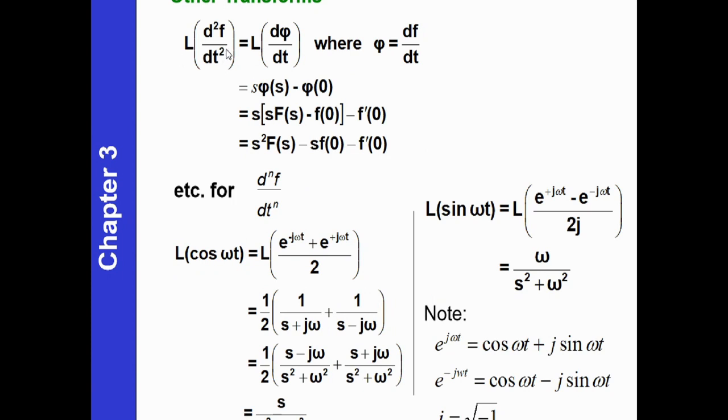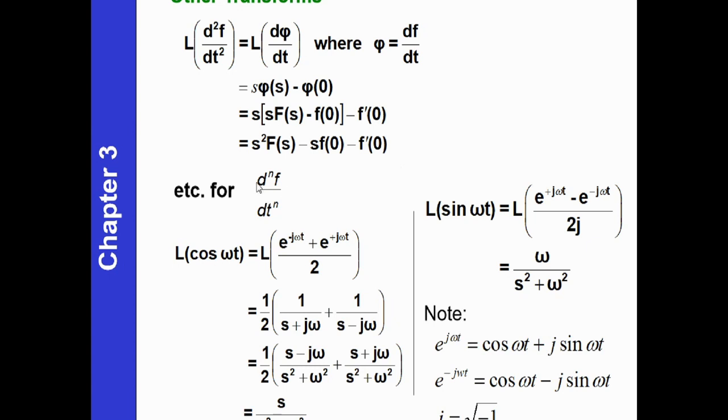So this is the second order differential equation, d²f over dt². The Laplace transformation of d²f over dt² equals L of dφ over dt, where φ is f'(t). And for this type of differentiation, the Laplace transformation is given as s²F(s) minus s f(0) minus f'(0).